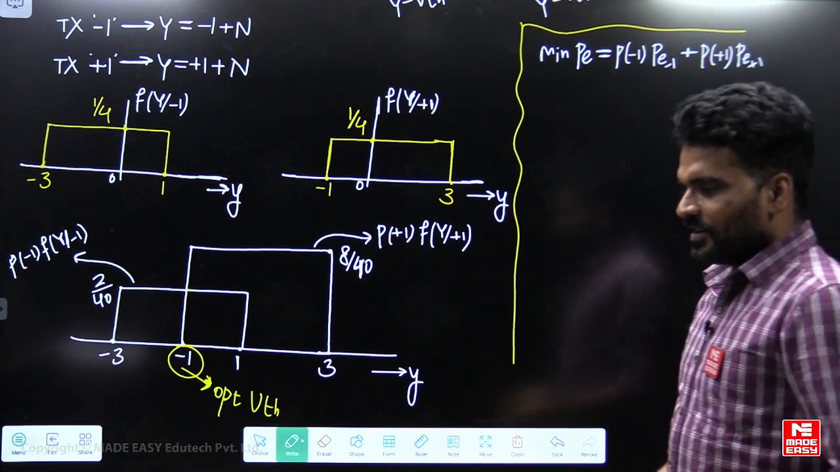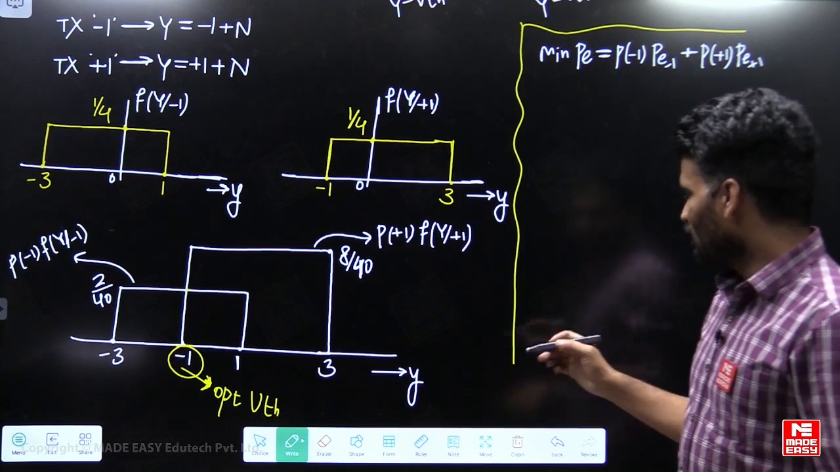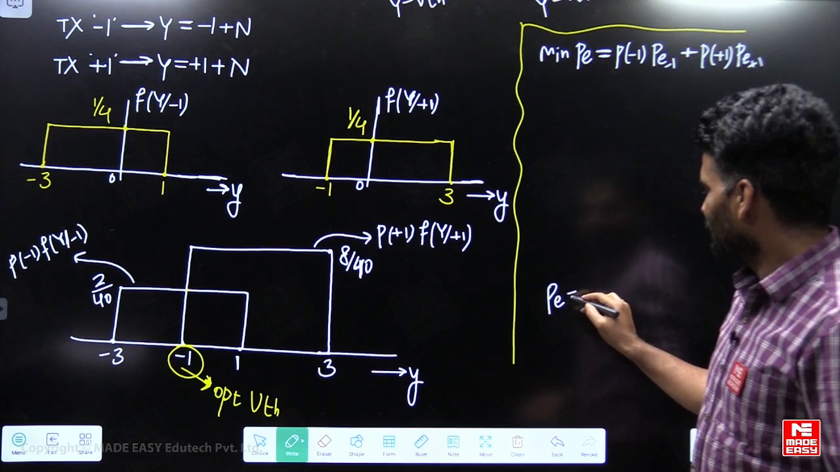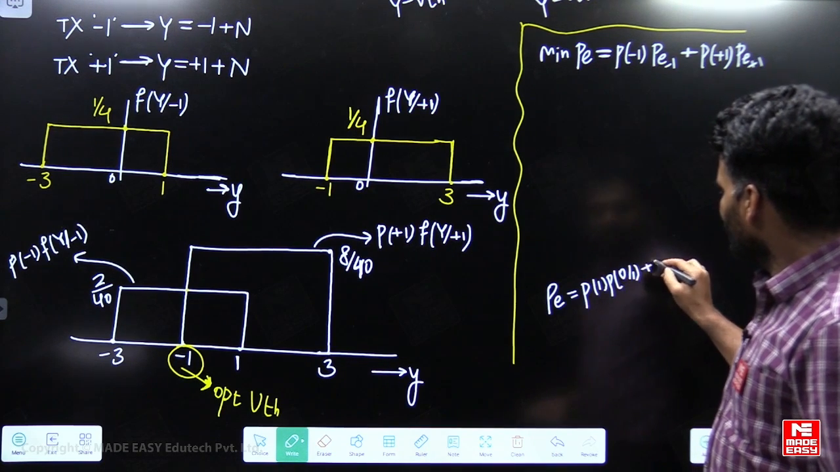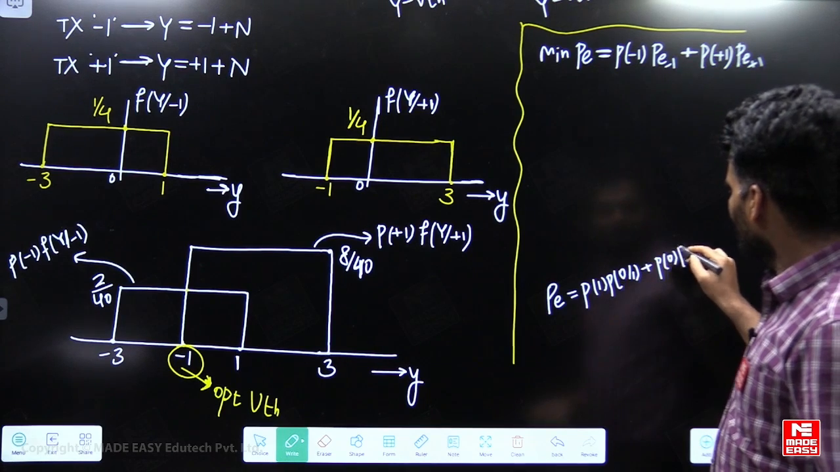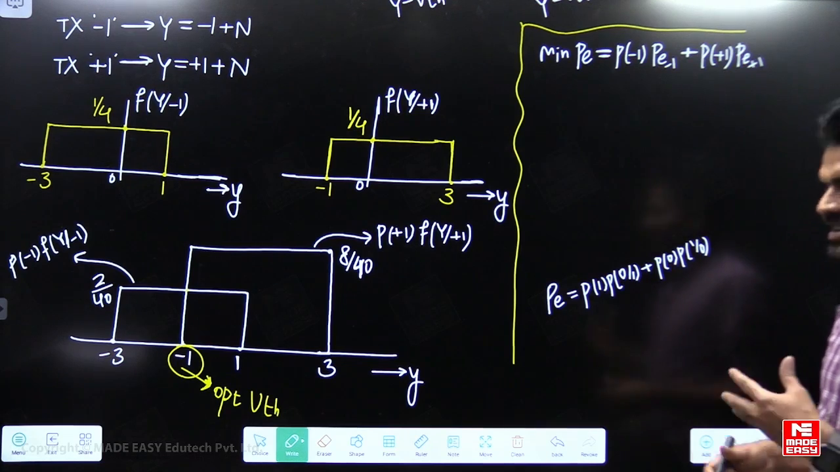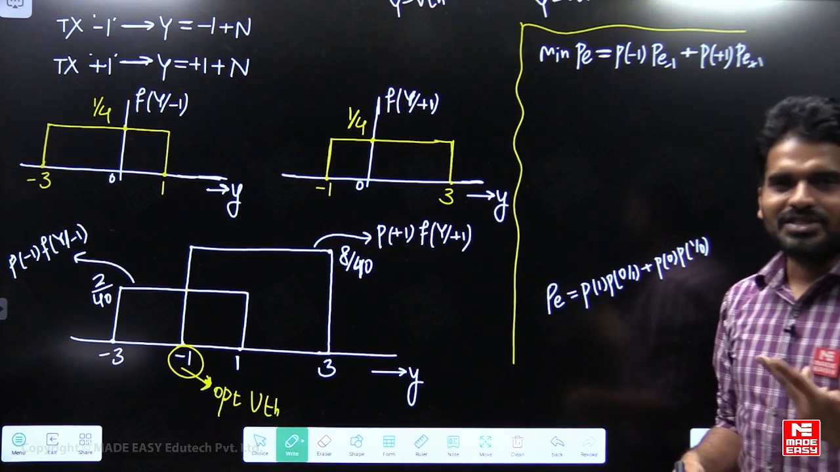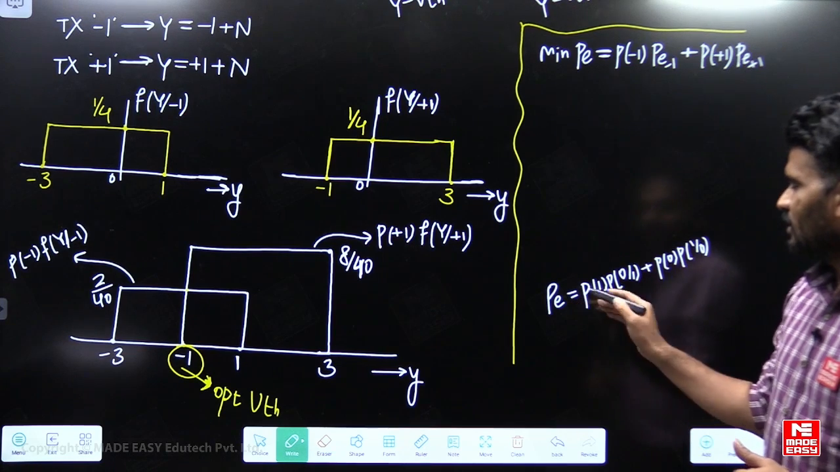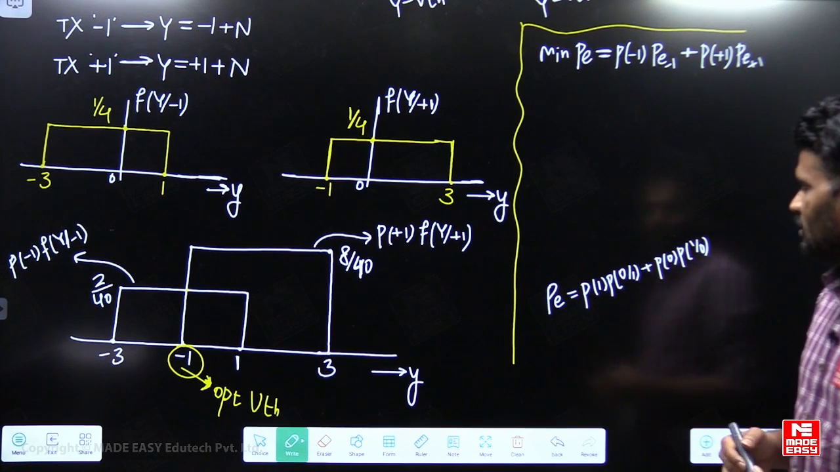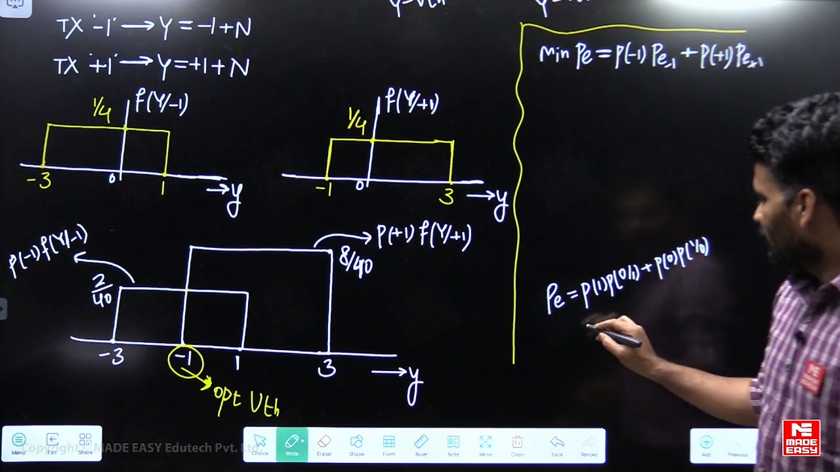Okay, if you take a binary system where 0 and 1 are transmitted, then what will be the probability of error? That is P1 P0 by 1 plus P0 into P1 by 0. Maybe you're very comfortable with this, for a binary system where 0 and 1 are transmitted from the source, the probability of error formula will be this: P1 P0 by 1 plus P0 P1 by 0. Okay, or you can write it like this also.